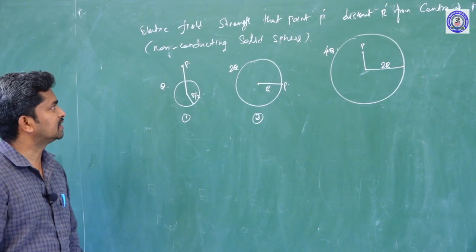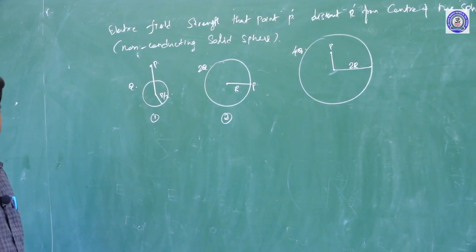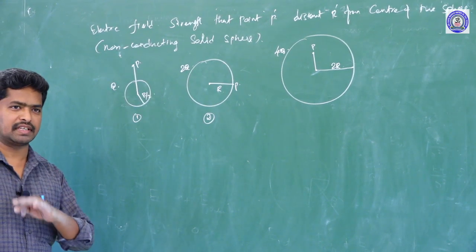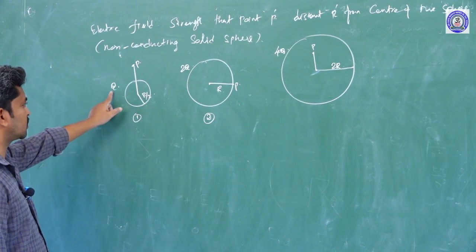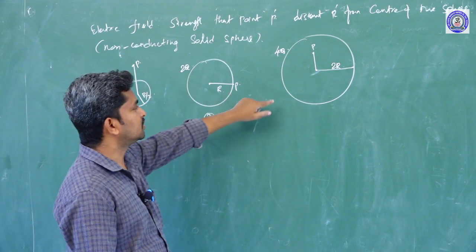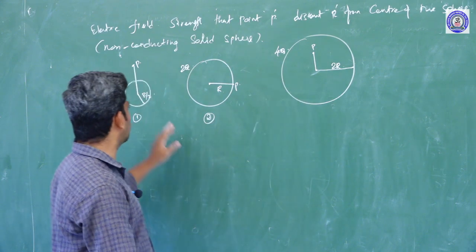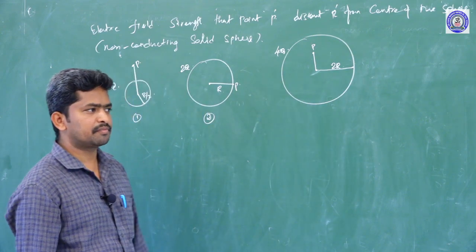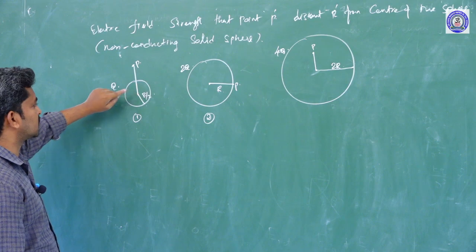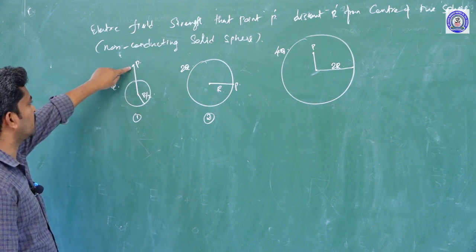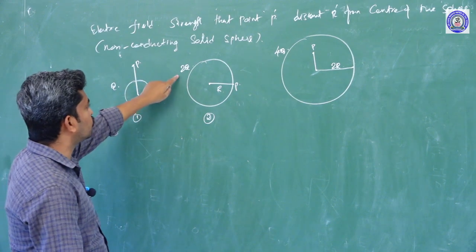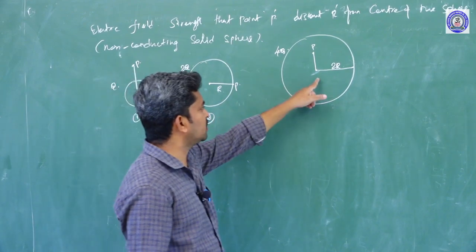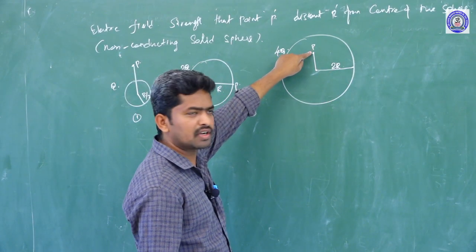Find the electric field strength at a point P, at distance R from the center of a non-conducting solid sphere. Consider three spheres: the first with charge Q, the second with charge 2Q, and the third with charge 4Q. The first has radius R by 2, the second radius R, and the third radius 2R. The point P is outside the first sphere, on the surface of the second, and inside the third.